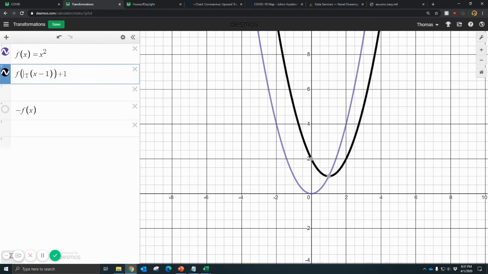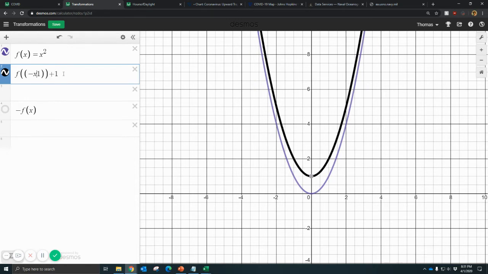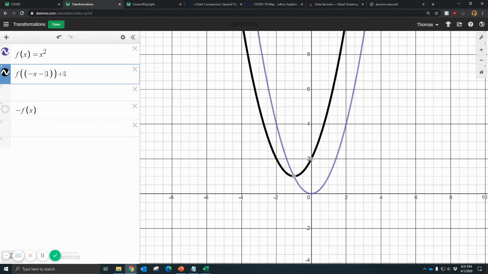Put a negative. Oh, that didn't work. So I need to make that -1. Should have that be a plus. That needs to be minus now, because by multiplying by a negative, I did the exact same thing as before. So I shifted it the other direction.